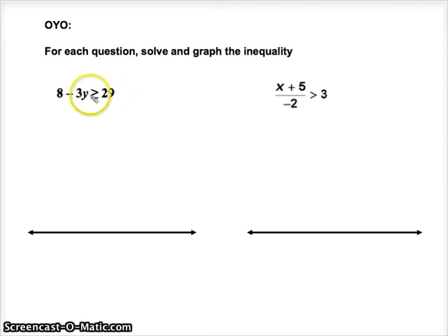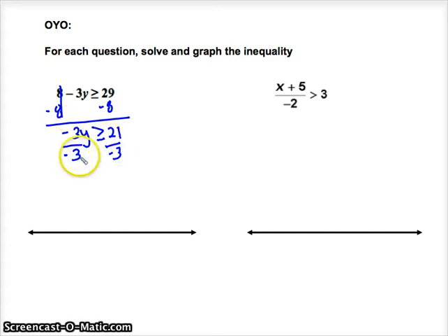All right. First question, you should have subtracted 8 from both sides to begin with. I'm left with -3y is greater than or equal to 21. I'm dividing by -3. When you hear dividing by negative, you should hear some bells and whistles going off in your head. I need to flip that inequality. So y is less than or equal to -7 now.